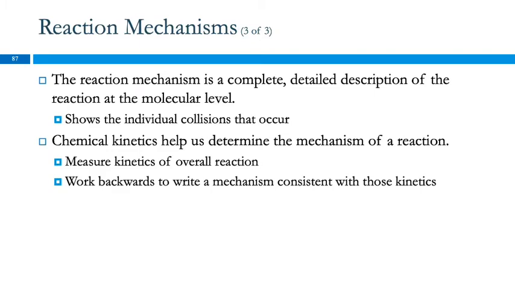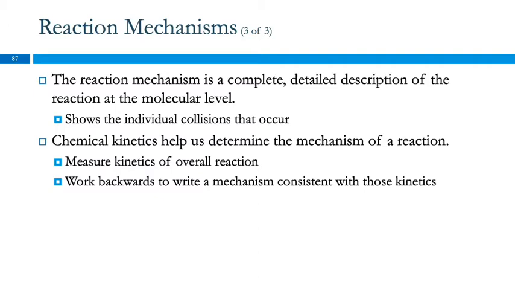So the reaction mechanism is a very detailed description of how the reaction happens on the molecular level. It shows what things are colliding. So it can be very useful. Chemical kinetics can help us determine the mechanism of a reaction. Mechanisms can be very challenging to figure out because we can't get out a microscope and actually see what's happening. And so it's like working with a black box, and we have to figure out, well, if we do this, this happens. If we do that, that happens. It does make it more interesting, but more difficult.